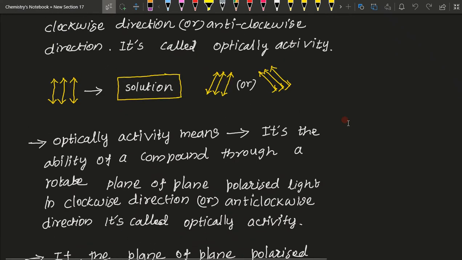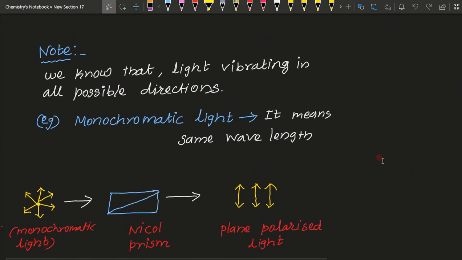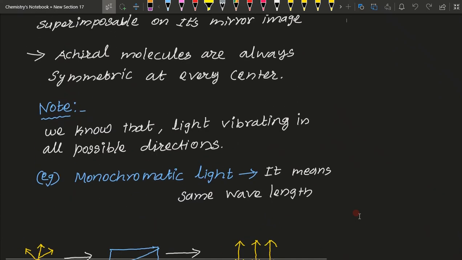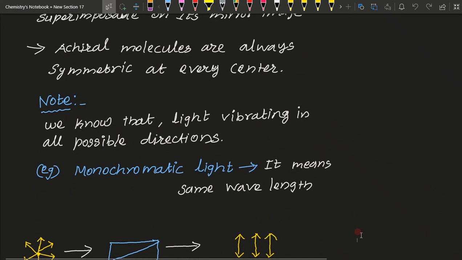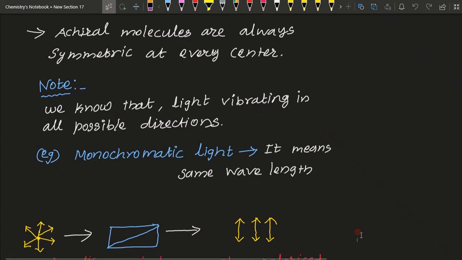See the symbol. This is dextrorotatory. This is levorotatory. Sorry. Laptop is going to hang.